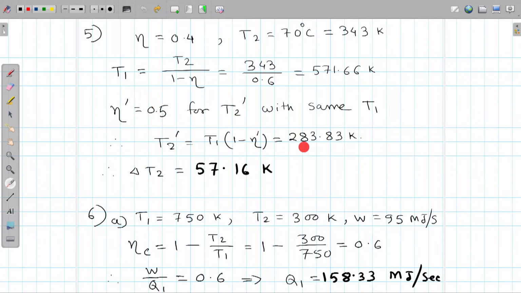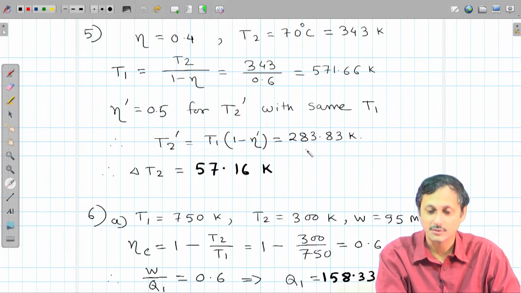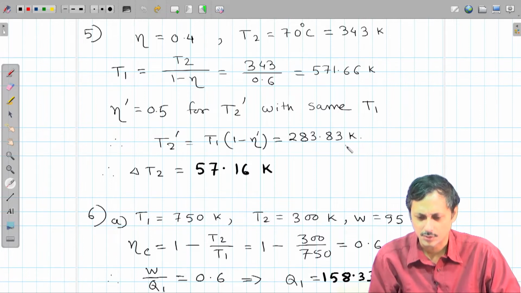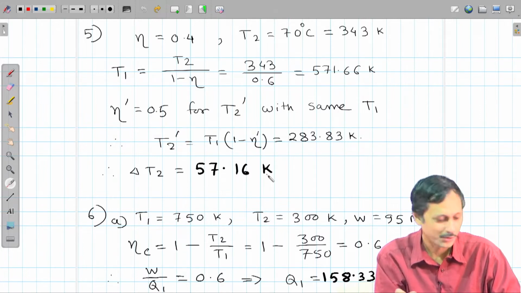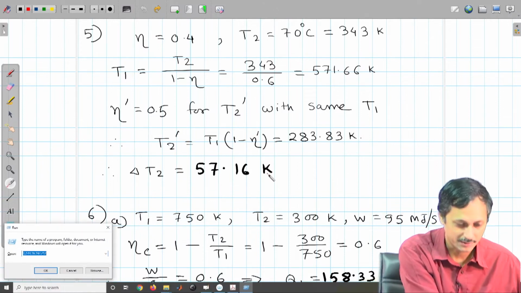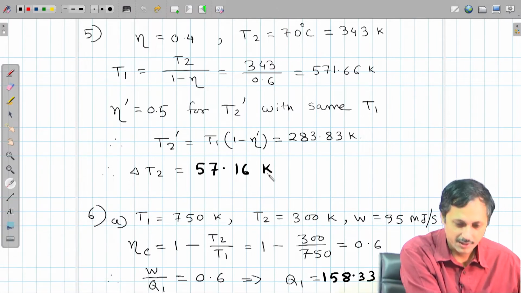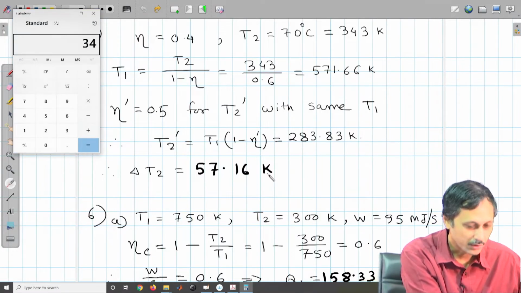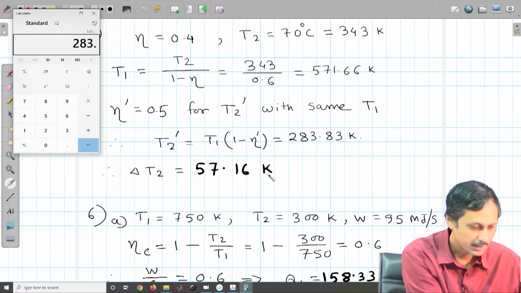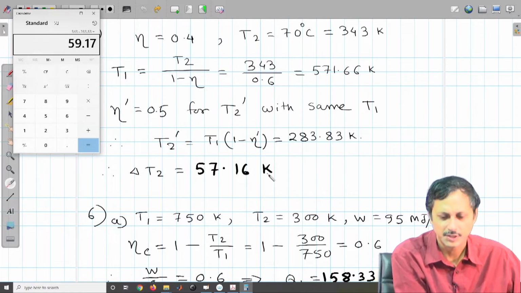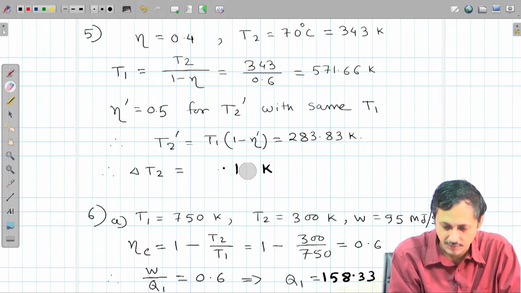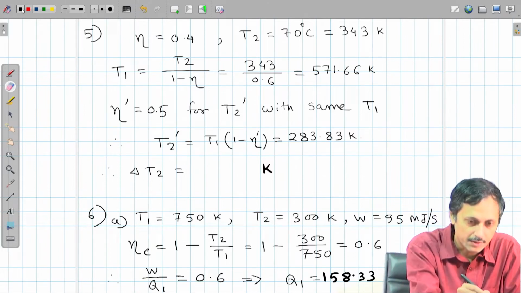So, the sink temperature has to be decreased by, no, this should not be 57.16, it is a mistake actually, just a minute. But I think you got the idea. So, what can be done? It is 343 minus 283.83. So, it is 59.17, sorry, not 47. So, 59.17.